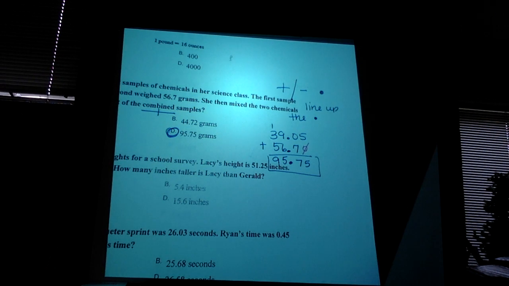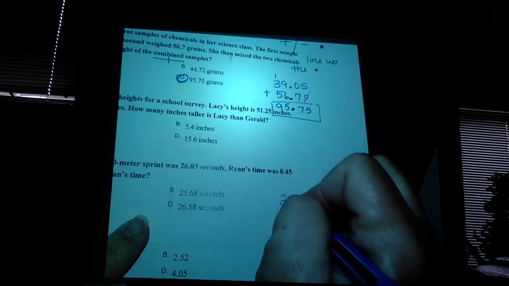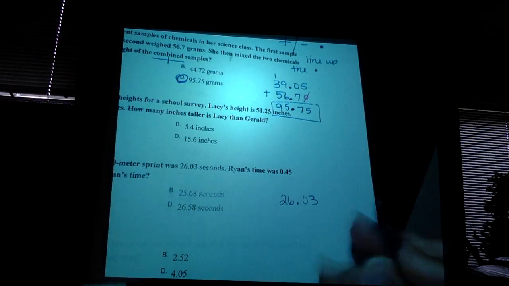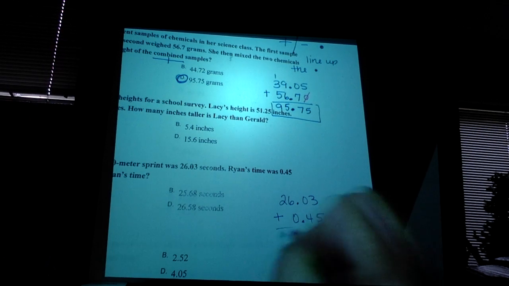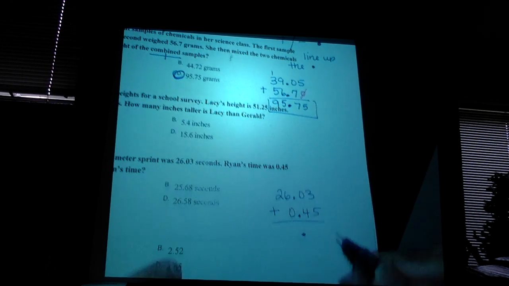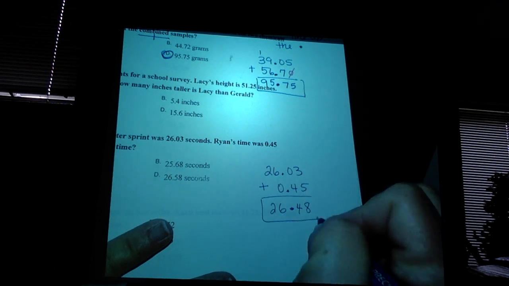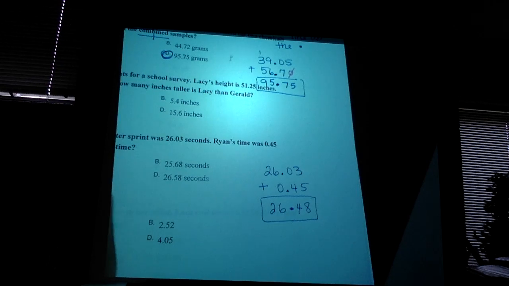All right, it says Matt's winning time at the 200-meter sprint was 26 and 3/100. Ryan's time was greater, so I'm going to add, greater meaning add, and 45. Line that decimal up, y'all, and then just add: 8, 4, 6, 2. Box in your answer so that you can see them. 26 and 48/100 is C.